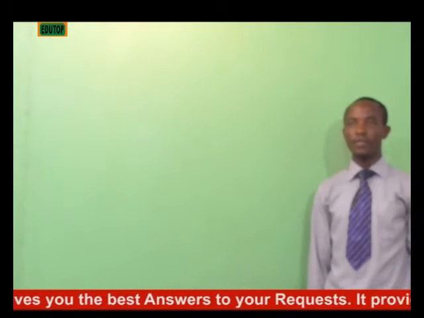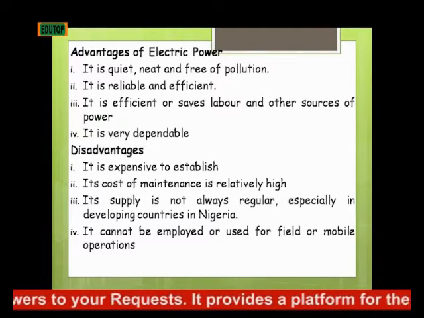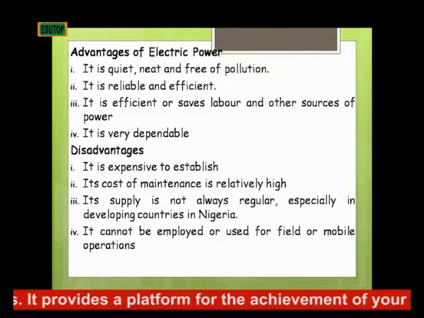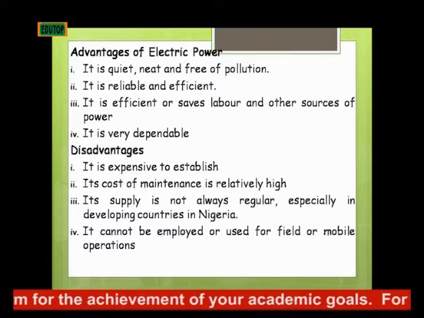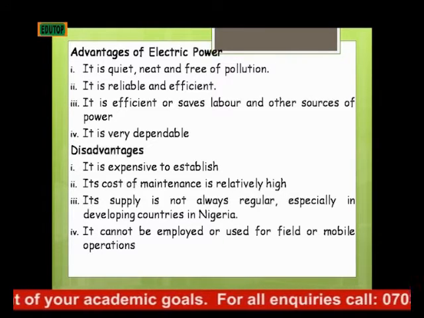What are the advantages of electric power? It is quiet, neat, and free of pollution. It is reliable and efficient. Then the third one is that it is efficient or saves labor and other sources of power. Then it is very dependable.